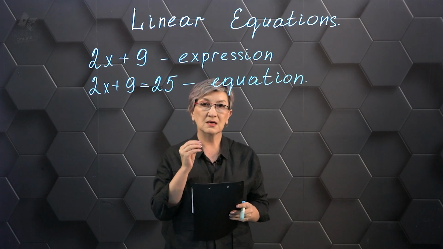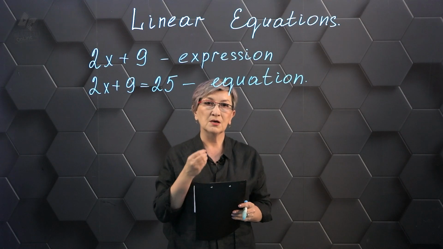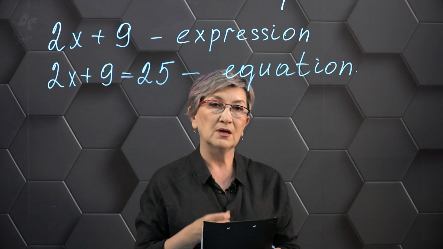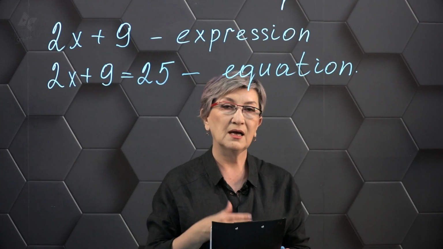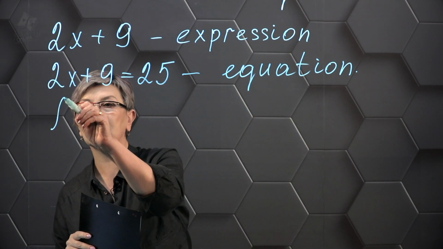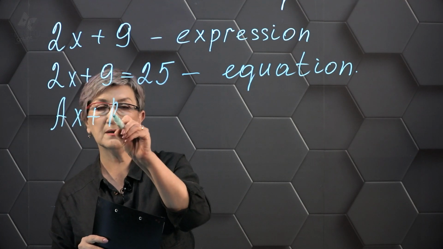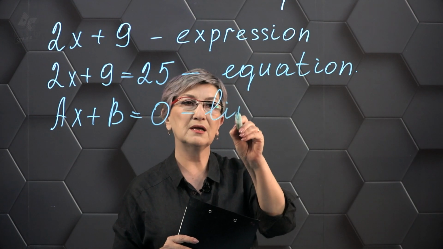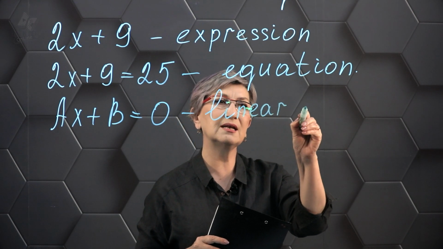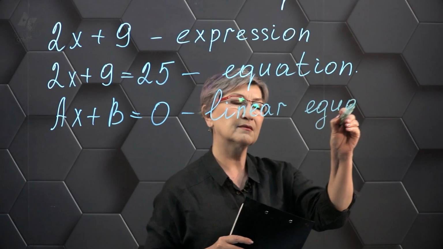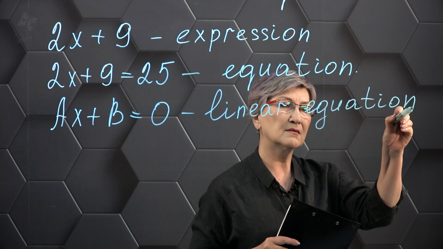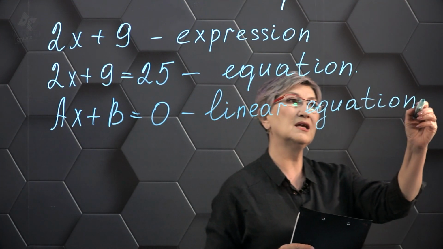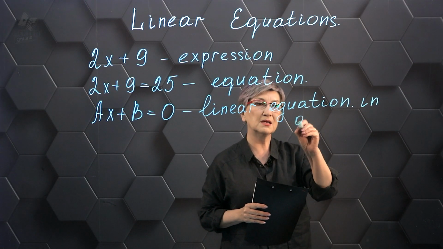But we said that today in class we would learn what in math is called a linear equation. The point is that a linear equation in math is an equation that has the form of ax plus b equals 0. And then this equation would be called a linear equation. And that equation will be called a linear equation with one variable.